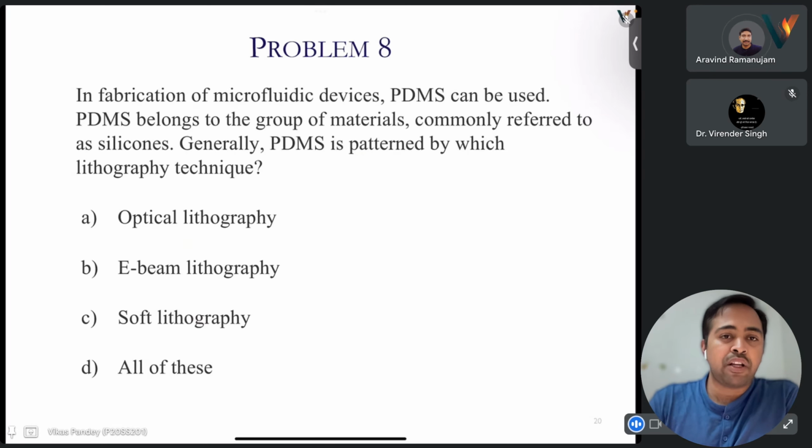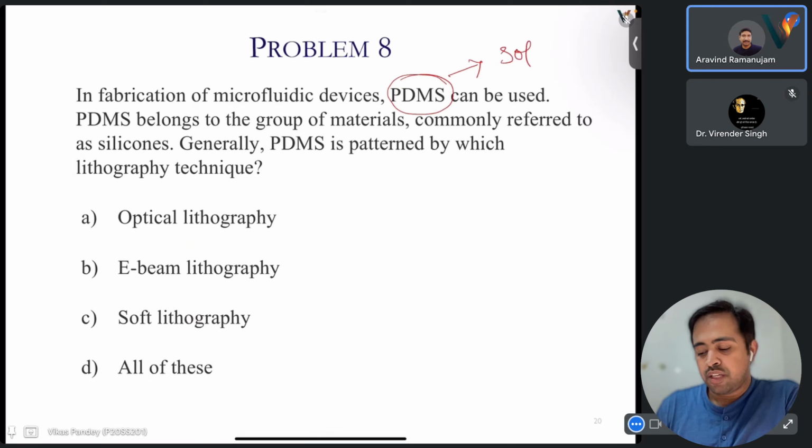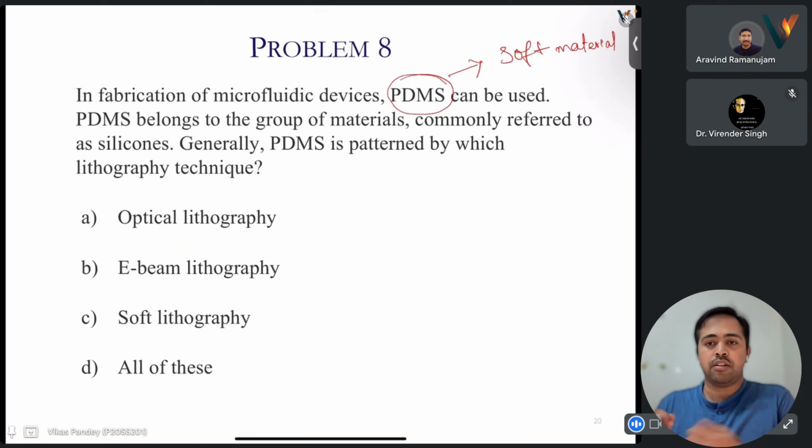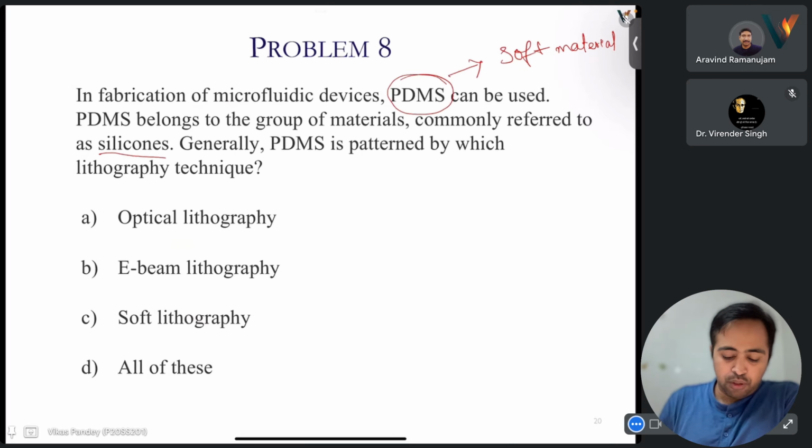In the fabrication of microfluidic devices, PDMS can be used. PDMS, which is a soft and a bit flexible material, belongs to a group of materials commonly referred to as silicones. Generally, PDMS is patterned by which of the following techniques? Optical lithography, E-beam lithography, soft lithography, or we can use all of these.